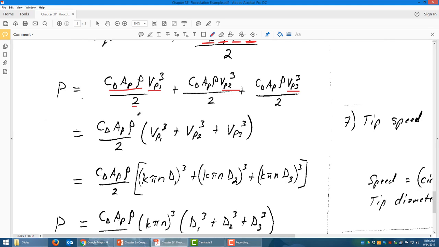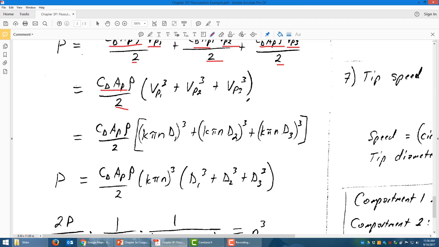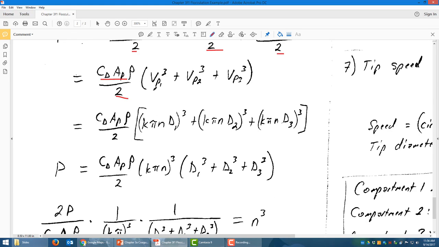C_D A_P rho over 2 is common in all 3 terms, so we can pull that out at the beginning, and then it just becomes the velocity of paddle 1 cubed plus the velocity of paddle 2 cubed plus the velocity of paddle 3 cubed. Now what is the velocity? We can write it this way, K pi D1. This just comes from a geometrical consideration. If we want to know the speed of a paddle, all we have to do is multiply its rotational velocity times the circumference of the circle that it's traveling.